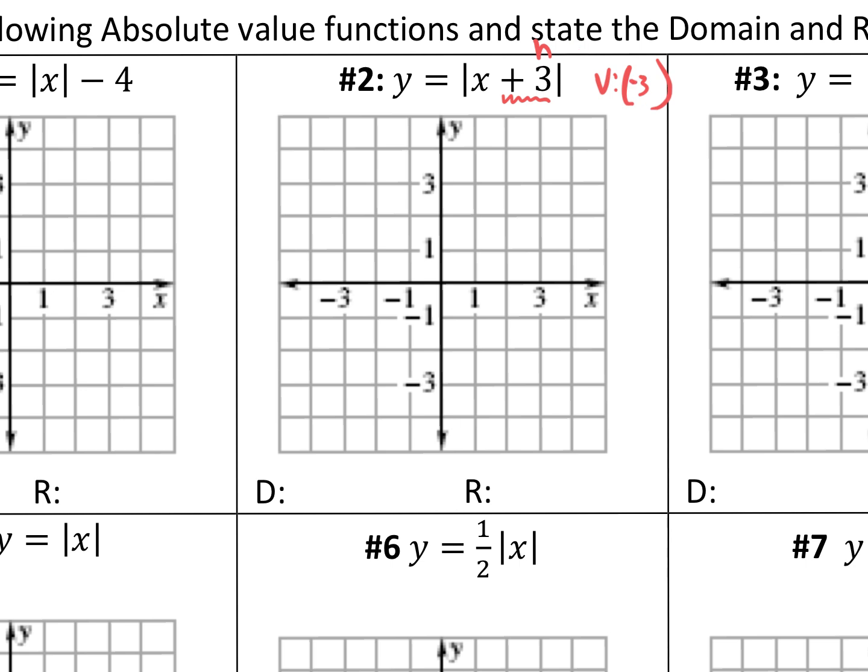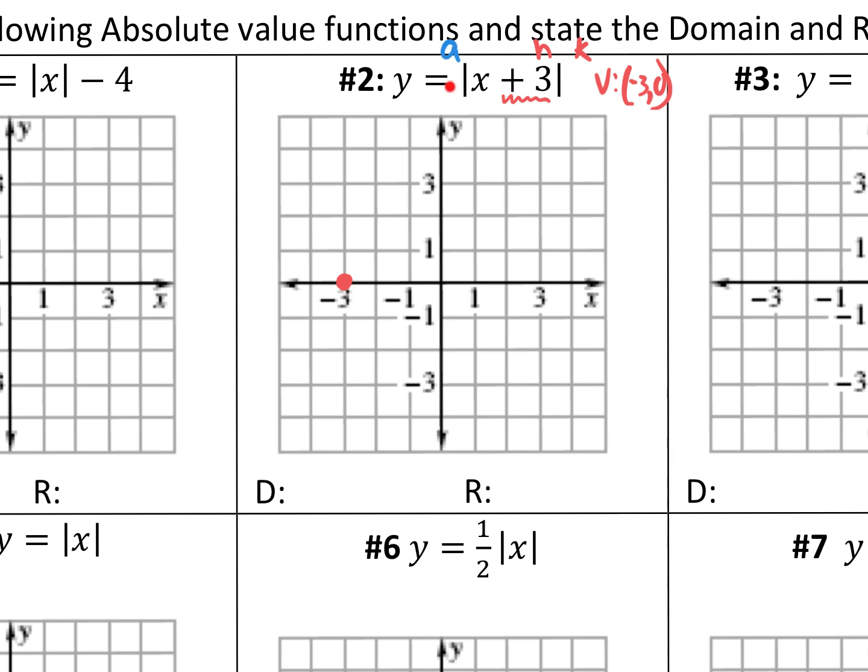The k value is the number that's being added or subtracted outside of the absolute value. And as you can see, there is nothing being added or subtracted right here, which means that k is 0. So we're going to put a 0 for the k value, okay? That's your (h, k) value. So let's plot that point, (-3, 0): -3 on the x, 0 on the y. It's right there.